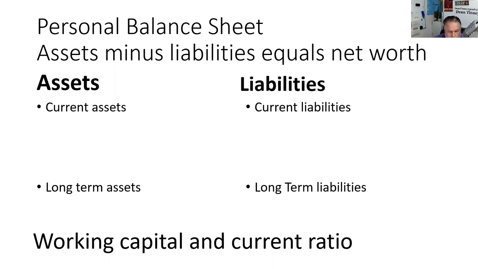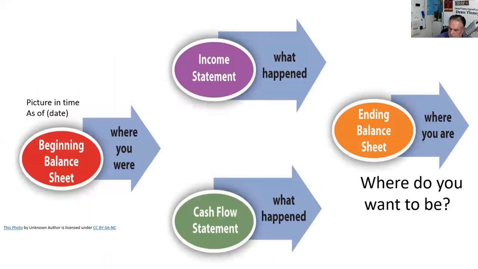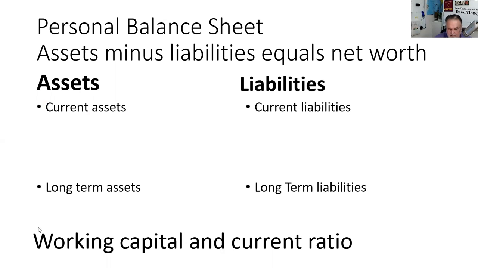Let's talk about what you owe. What are the things you need to be paying within the next 12 months? What are your long-term liabilities? So maybe you have X number of car payments, and you have a mortgage that's over a year, but those current payments that you're going to be paying within the next 12 months would be part of this. Now, working capital is current assets minus current liabilities.